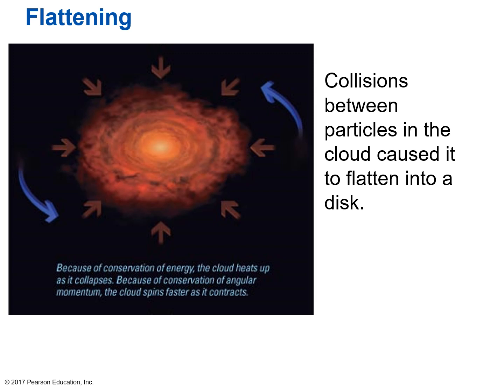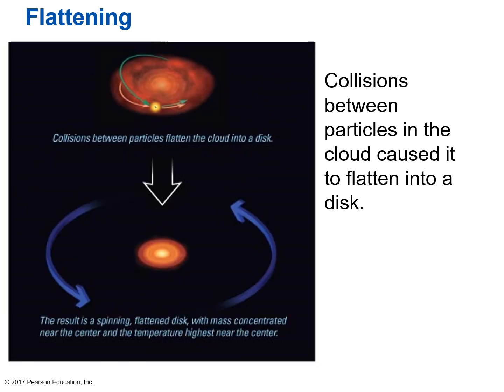So now we have gravitationally, that's what these reddish arrows represent. Gravitationally, it's falling in. The blue arrows represent it's getting faster and faster, and it's flattening into a disk. Collisions between particles in the cloud cause it to flatten into a disk.